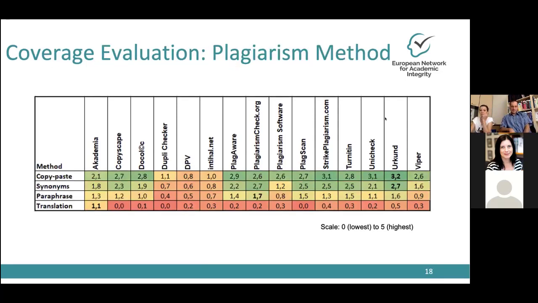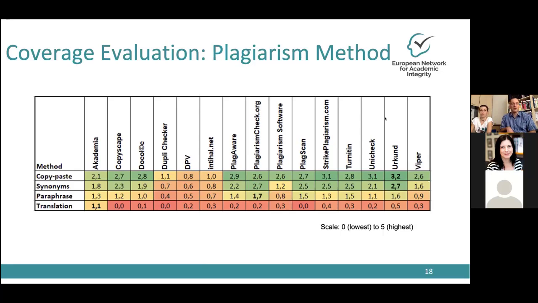As I said, and it was already shown on the case of Wikipedia, for copy-paste plagiarism, the text match is pretty well identifiable if that source is indexed in the database. But for synonym replacement, the success rate drops, and it drops even more for paraphrase. And for translation plagiarism, you can see that vast majority of systems did not find almost anything. There are just some random matches in the list of references or something like that.